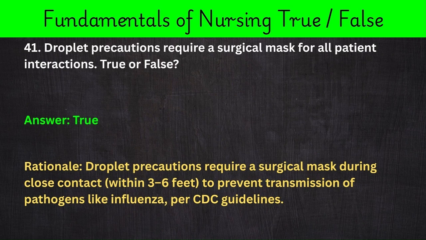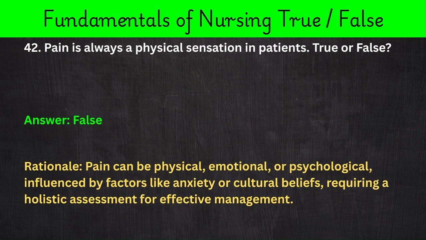41. Droplet precautions require a surgical mask for all patient interactions. True or false? Answer: True. Rationale: Droplet precautions require a surgical mask during close contact, within 3 to 6 feet, to prevent transmission of pathogens like influenza, per CDC guidelines.